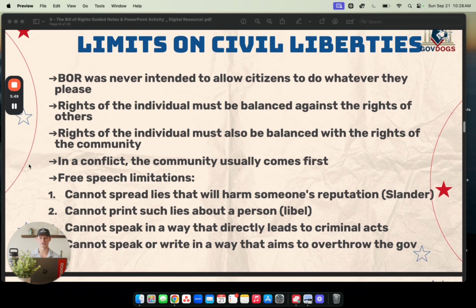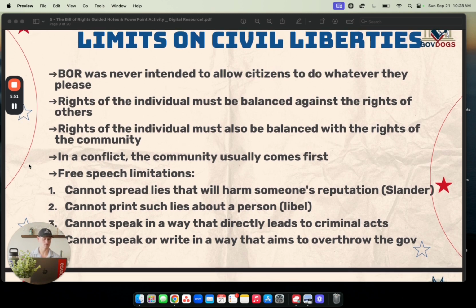So free speech limitations, okay? You can't spread lies that will harm someone's reputation. This is known as slander. So spoken is slander, all right? You can't print lies about a person. Libel is literature. So written or spoken lies are slander, S and S. Libel is literature, it's written.